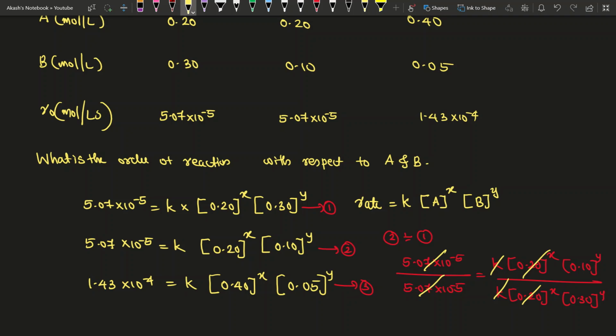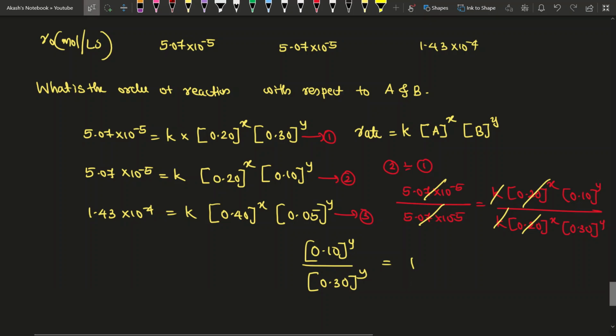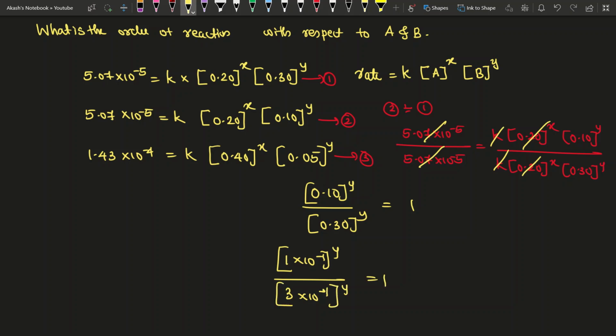So what will you get? You will get 0.10 raised to y divided by 0.30 raised to y is equal to 1. It might be difficult for somebody to simplify 0.10 divided by 0.30, so we can write it as 1 into 10 raised to minus 1, raised to y, divided by 3 into 10 raised to minus 1, raised to y, equal to 1. Since the powers are the same, we can write it as 1 into 10 raised to minus 1 divided by 3 into 10 raised to minus 1, whole to the power of y. Correct?